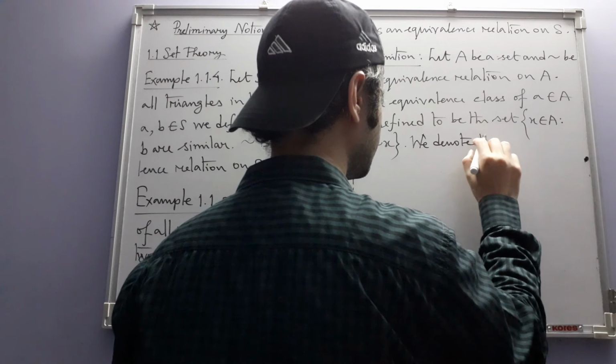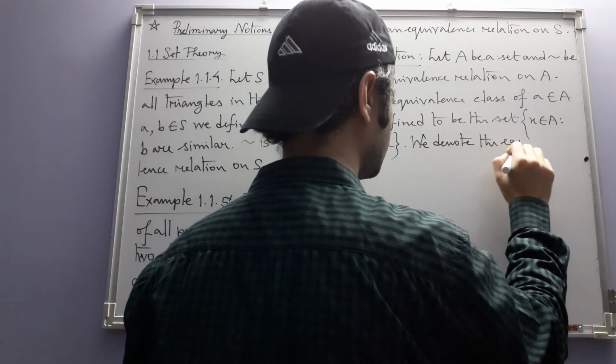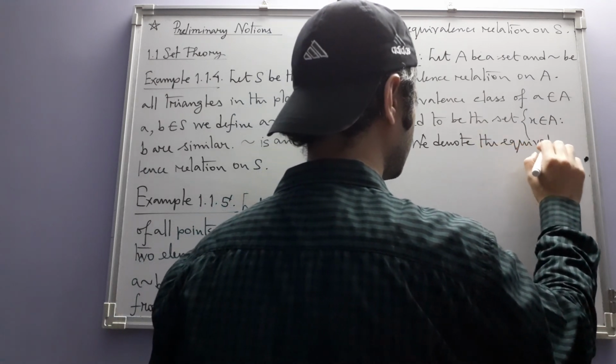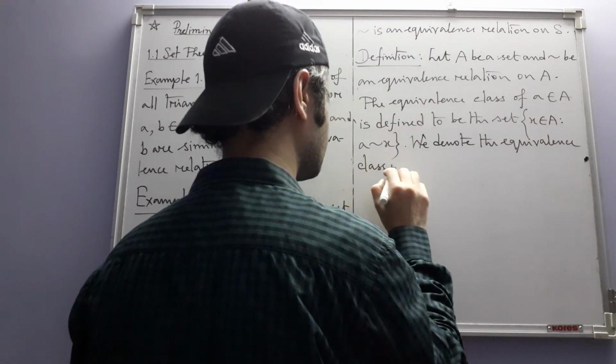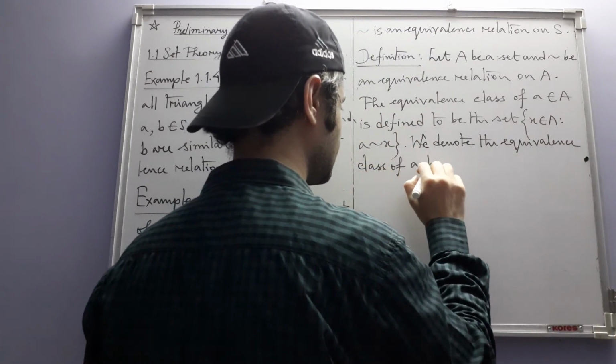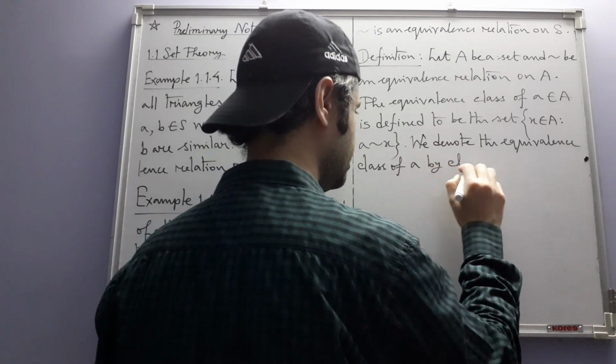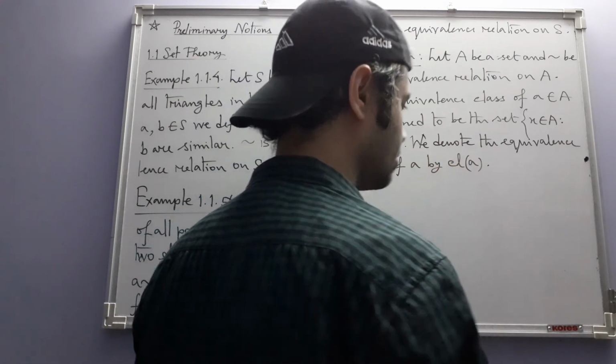We denote the equivalence class of a by this symbol cl(a), that is, class of a.